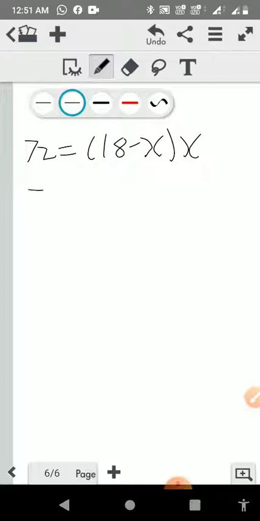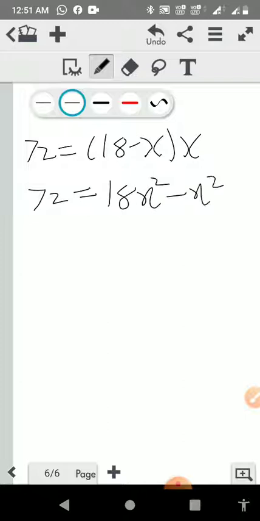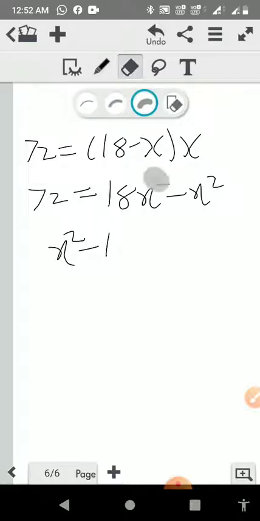I will get a quadratic equation like this: 72 equal to 18x square minus x square, isn't it? Or if I rearrange it, I will get x square minus, this is not x square, let me clear this. This is not x square, this is only x.